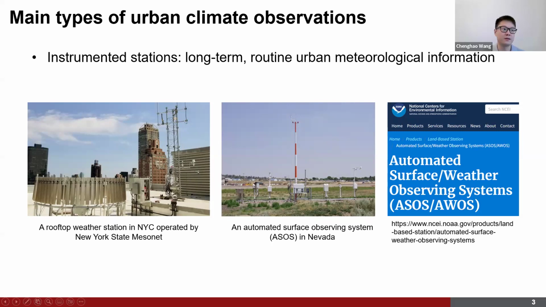The first graph here is a rooftop weather station. You cannot see my cursor. So a rooftop weather station in New York City operated by New York State Mesonet. We see a rain gauge over here. And also this one is an automated surface observing system, or ASOS, station in an airport in Nevada. And this website is basically where NOAA is hosting all observation data from ASOS or AWOS stations. So these AWOS or ASOS stations are sort of the standard observational data commonly used in many weather and climate-related studies beyond the urban climate itself.